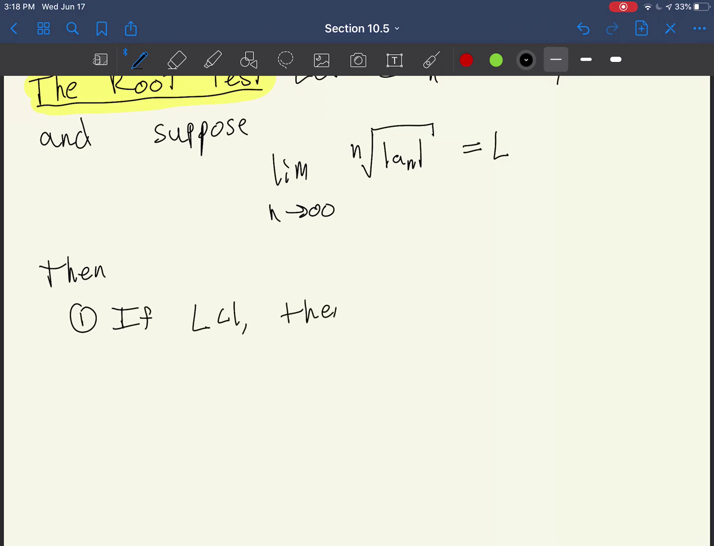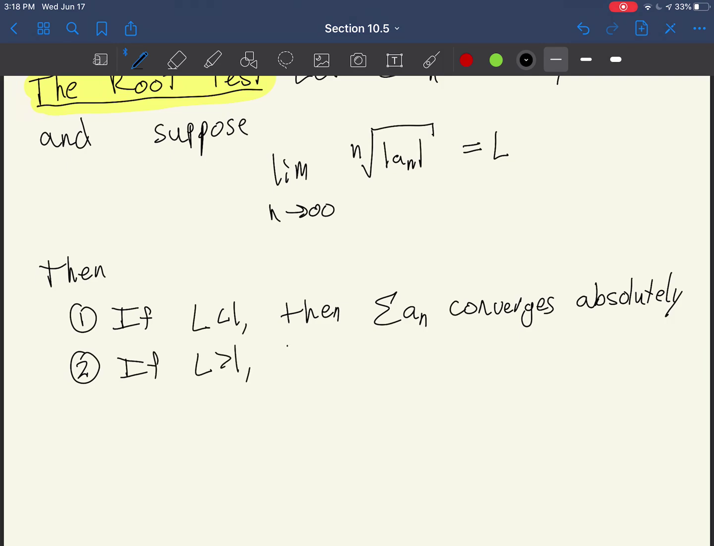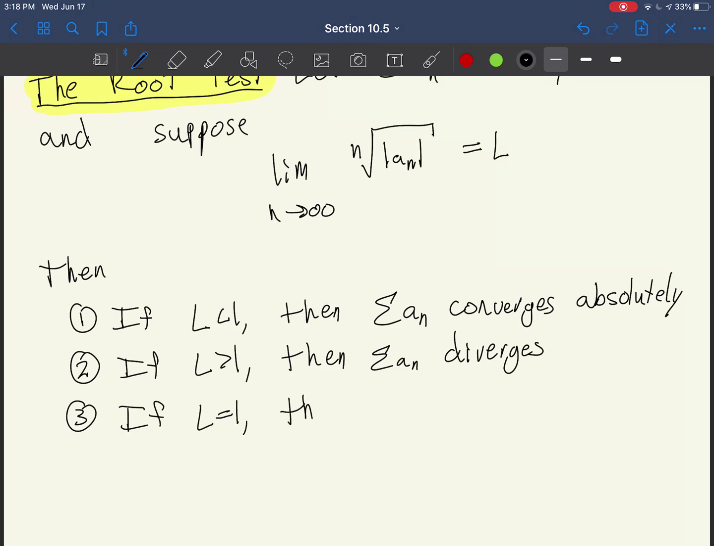Then 1, if L is less than 1, then the summation of a_n converges absolutely. Two, if L is greater than 1, then the summation of a_n diverges. And 3, if L equals 1, then the test is inconclusive. So same outcome as the ratio test.